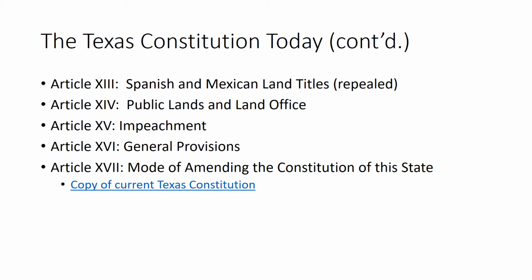Now, the mode of amending the Constitution of the state is a four-step process. We can amend it in this manner. First, the legislature proposes an amendment. Then, the amendment must be approved by a two-thirds vote in both the House and the Senate. The amendment and the explanatory statement must be published in each recognized newspaper in the state. Finally, the amendment is then voted on and must be approved by the majority of state voters.